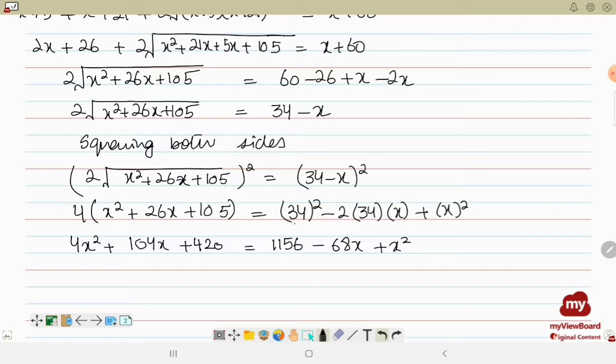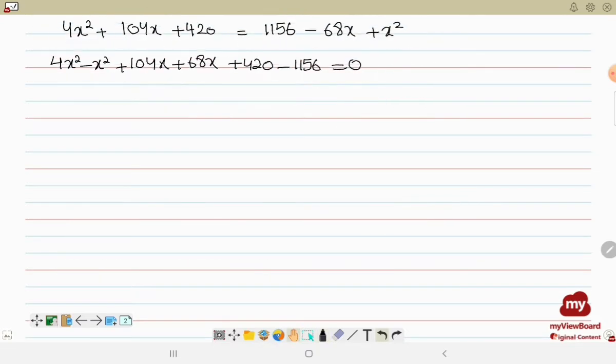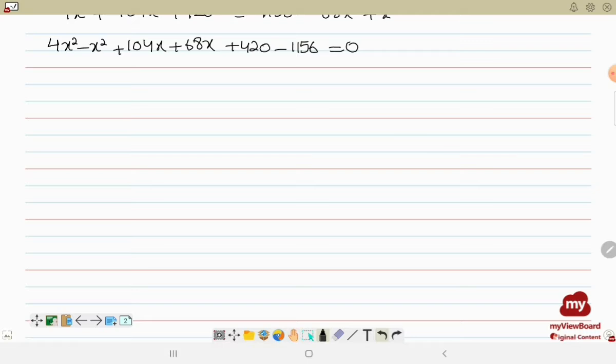Now we'll move all the terms to the left hand side. 4x square minus x square plus 104x plus 68x plus 420 minus 1156 equals 0. Now we'll just further simplify it. 4x square minus x square becomes 3x square, plus 104 plus 68 becomes 172x, and here we are having minus 736 equals 0. Now we are going to break the middle term.